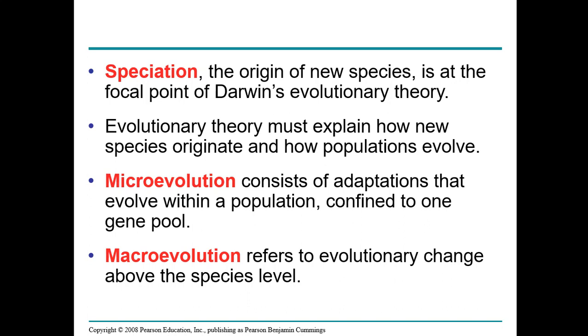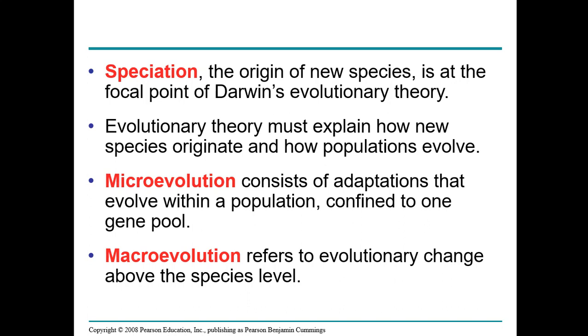Microevolution: we know that evolution is categorized into two, microevolution and macroevolution. Microevolution consists of adaptations that evolve within a population. Within the population, meaning it's under the species level. It's confined to just one gene pool, meaning the gene pool of a particular population. And that is microevolution.